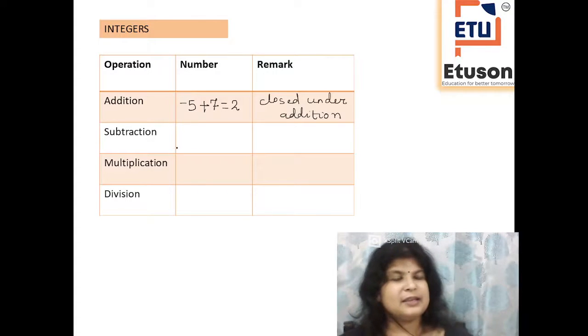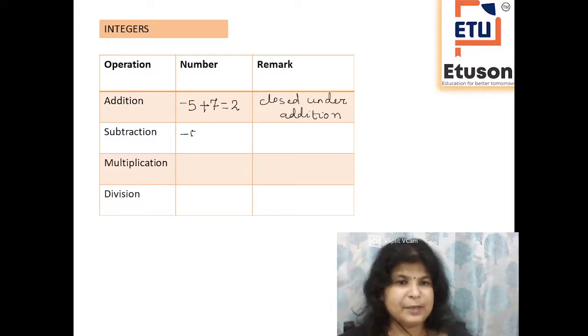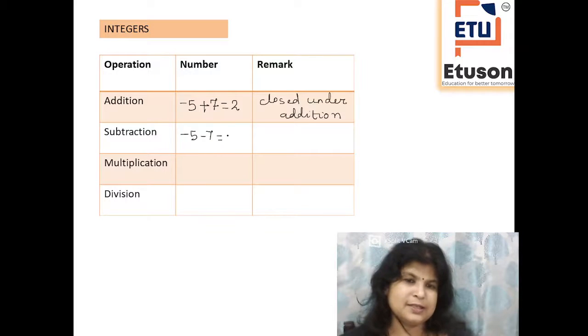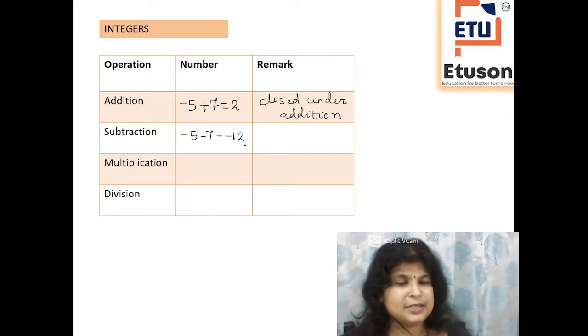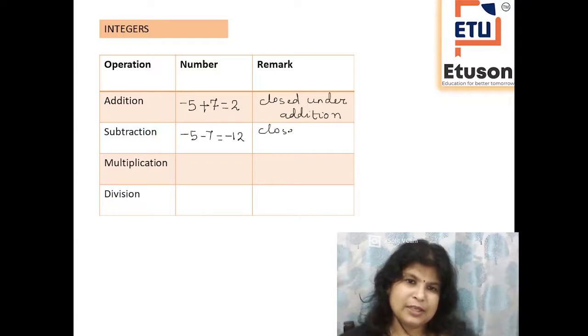Correct? Suppose now I'll write minus 5 minus 7. What's the answer? Minus 12. Is minus 12 an integer? Yeah, it is a negative integer. So integers are closed under subtraction.